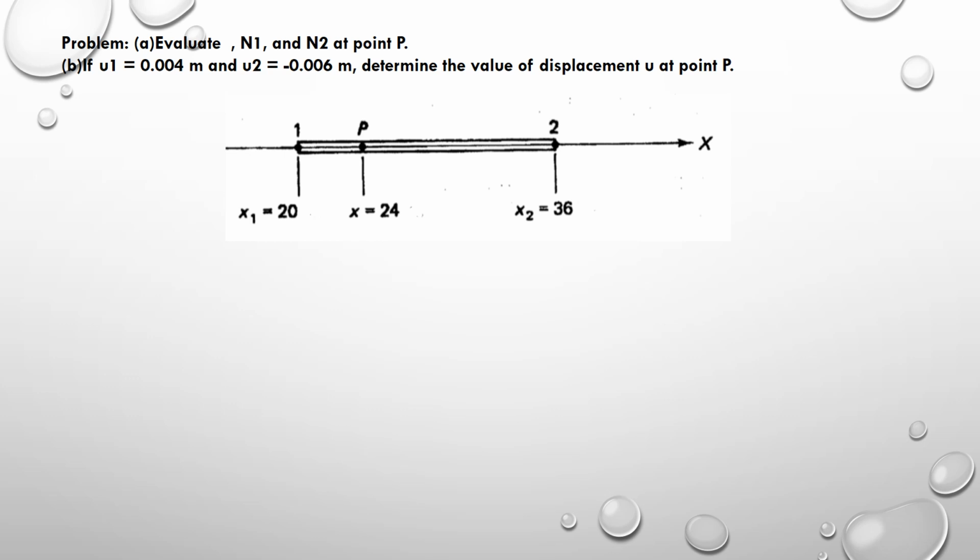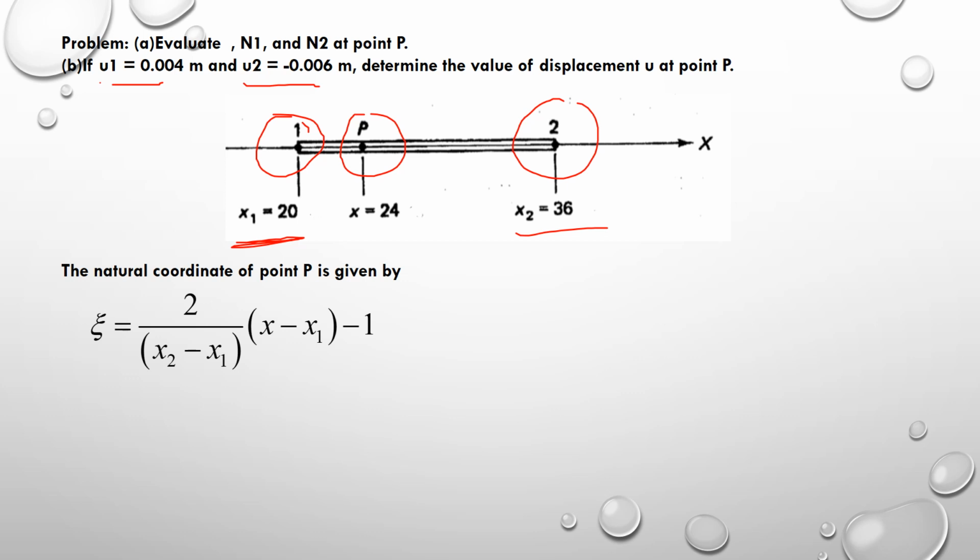For understanding purposes, we consider a worked problem. Evaluate the shape functions of this two-noded bar element. Here node 1 and node 2 are given, with their x1 and x2 values, and the u1 and u2 values are also given. Find the displacement at point P. We know the natural coordinate equation for ζ. Substituting the x1, x2 and x values, which we already know, we find ζ at the point P (x = 24) is equal to −0.5.